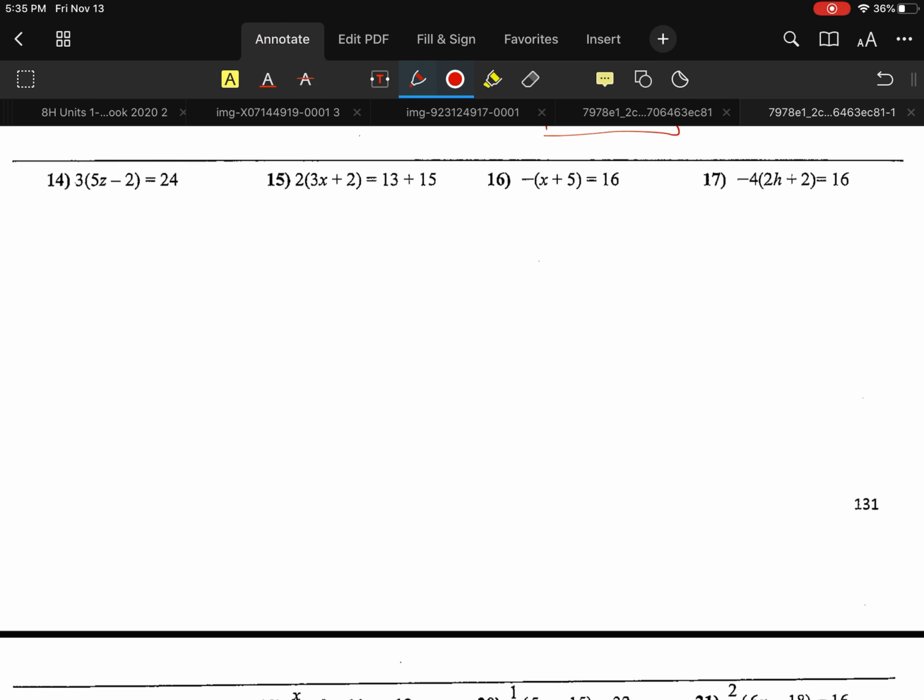Number 14, 15, 16, 17 all have parentheses. We need to use the distributive property. 3 times 5z gives me 15z. 3 times a negative 2, use your calculator, negative 6. Again, you shouldn't be just copying, you should be checking. Add 6 to both sides.